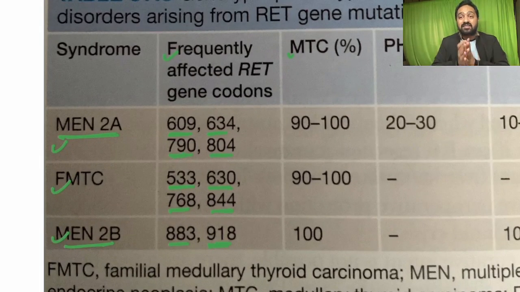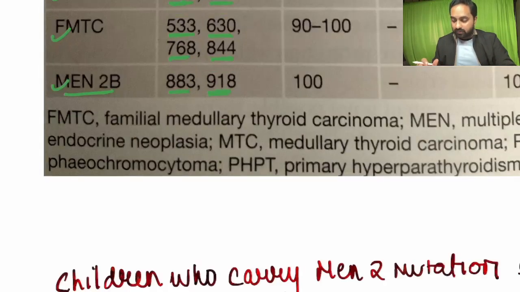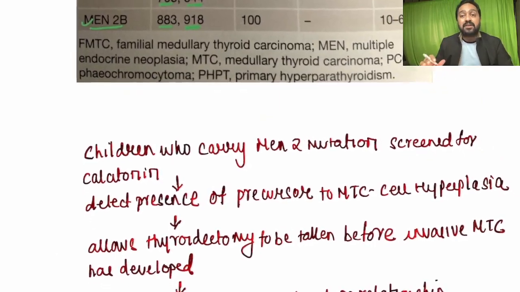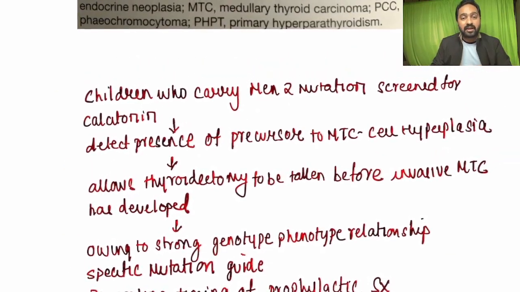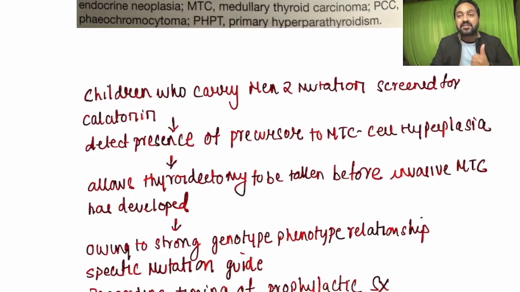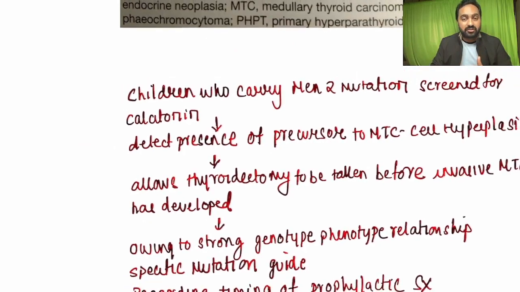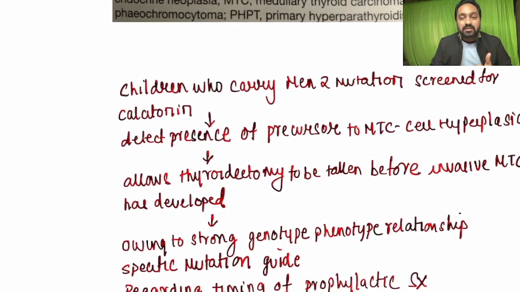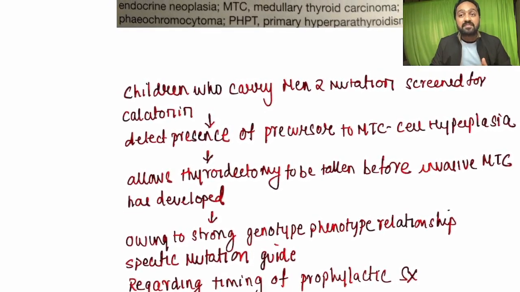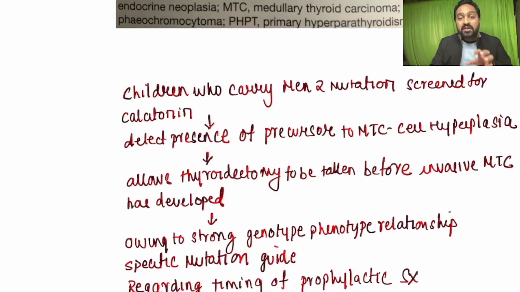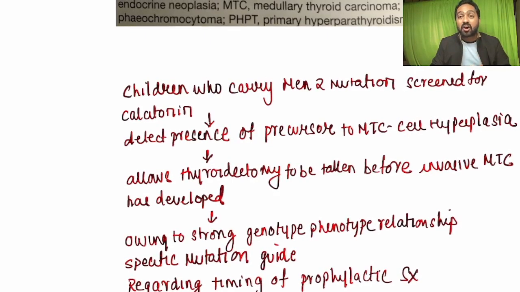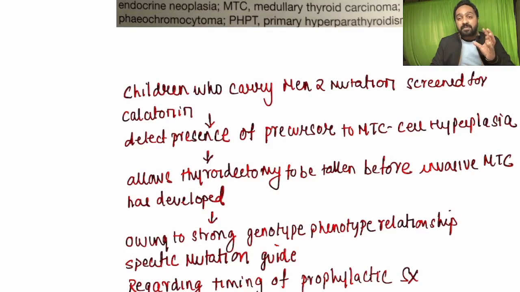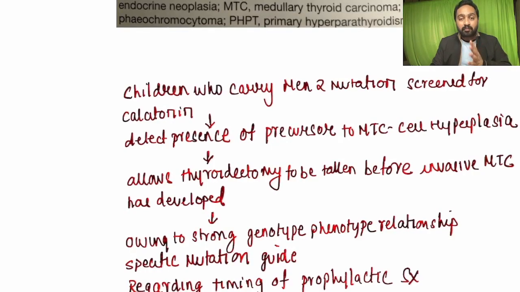So how is this association going to help? We have children who carry the MEN2 mutation screened for calcitonin, right, to detect the presence of precursors to medullary thyroid carcinoma, such as C-cell hyperplasia. Now, what it does is that it allows the thyroidectomy to be done before the invasive medullary thyroid carcinoma has developed. Owing to this strong genotype-phenotype relationship, specific mutations can guide regarding the timing of prophylactic surgery, right? So this genotypic and phenotypic association is very important with respect to the timing of the prophylactic surgery.